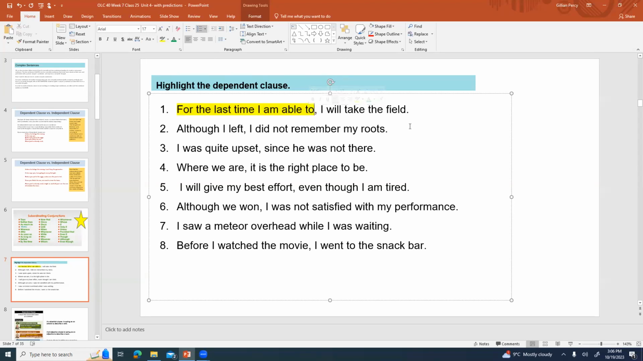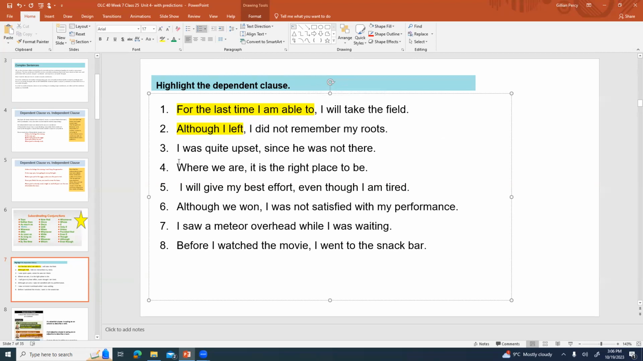Although I left, I did not remember my roots. So again, where's the conjunction? Although. Although is your conjunction. That means this whole section, although I left, is your dependent clause. And you can see I did not remember my roots could stand on its own. But although I left, it doesn't.